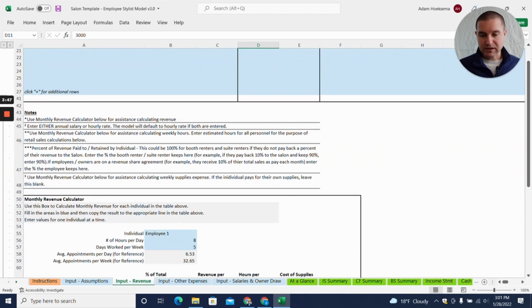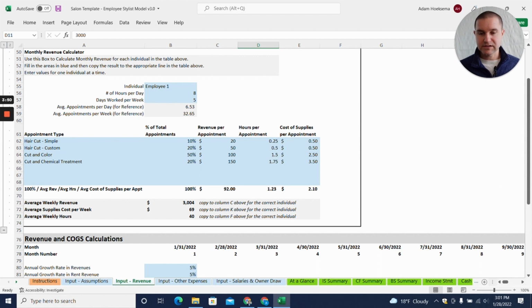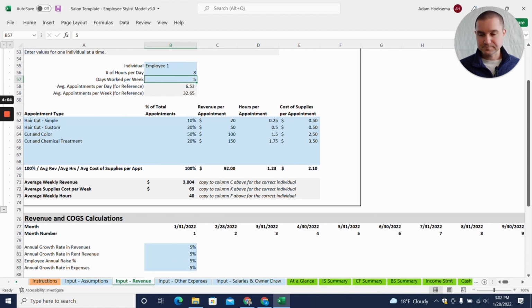And I'll show you down here, we have built in this little calculator to help you figure out what to expect and what's possible in terms of potential sales for a stylist. So you have the number of hours that you're working per day, how many days you're working per week, and then what are the different types of services you provide, and what's the breakdown of your customer base. What percentage of your customers just hire you for a simple haircut or a trim? We're saying 10%. We're saying 50% of your customers are coming to you for a cut and color, and so on. And then we've got the price points for each of those.